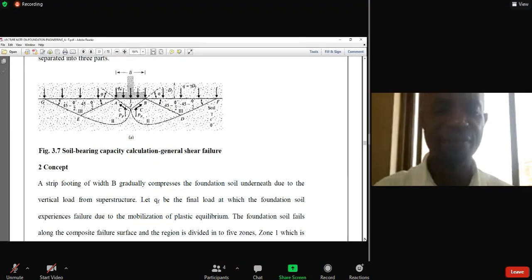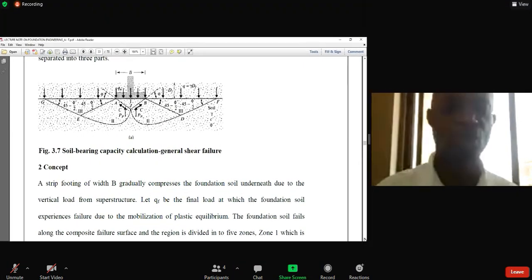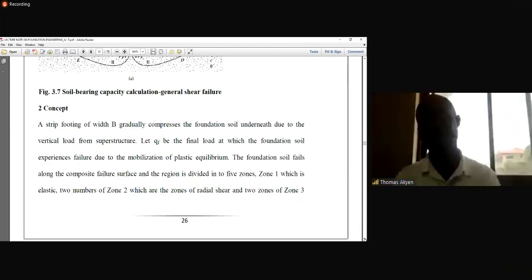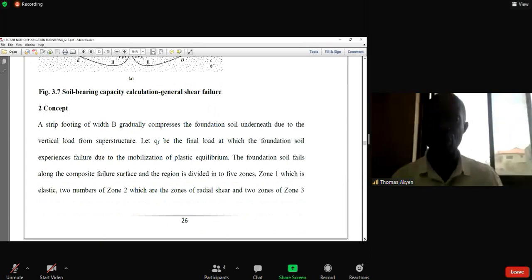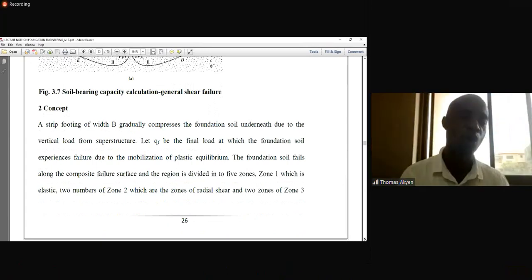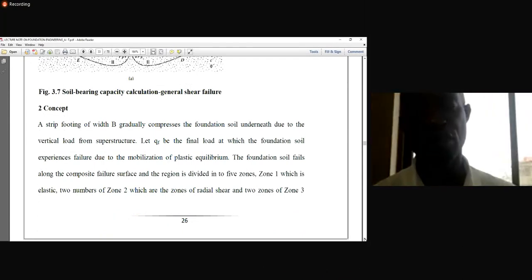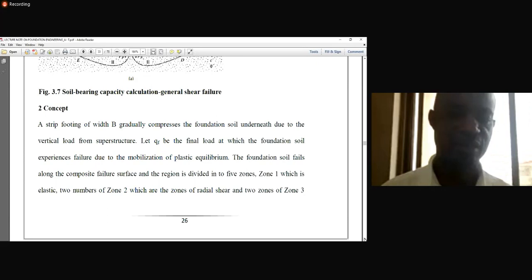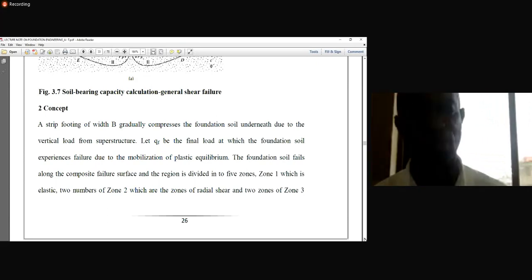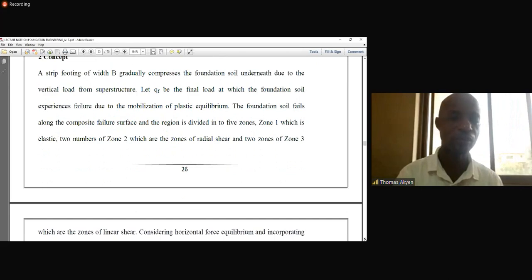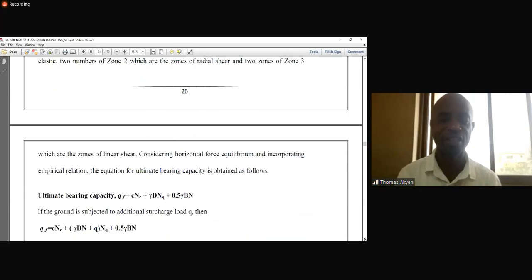So we're saying that let Qf be the final load at which the foundation soil experiences failure due to the mobilization of plastic equilibrium. The foundation soil fails along the composite failure surface, and the region is divided into 5 zones. Zone 1, which is plastic, 2 zones of zone 2, which are the zones of radial shear, and 2 zones of zone 3, which are the zones of linear shear.